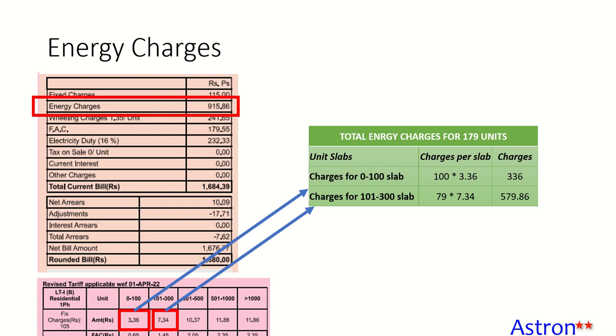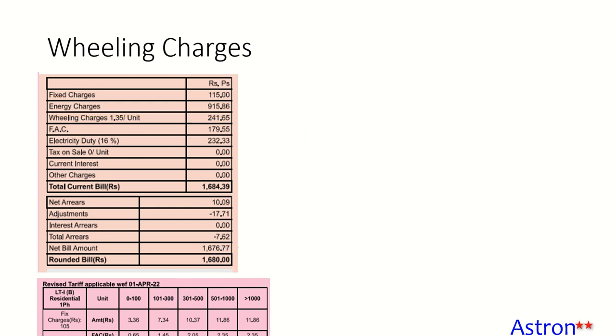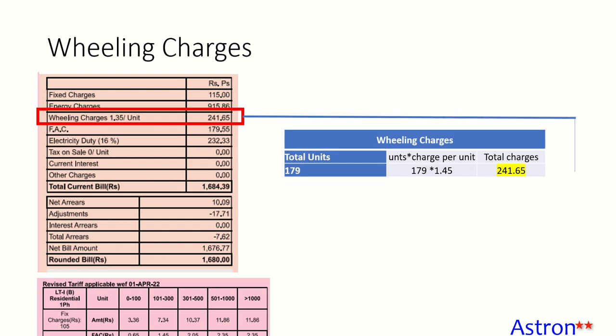Here also we can see the difference. For the first 100 units, we are charged only 336 rupees, but for the next 79 units, we are heavily charged 579.86. So this is the area where we can reduce our electricity bill. If we save on electricity consumption, we will save more money. This is the total of both these slabs, and that is 915.86.